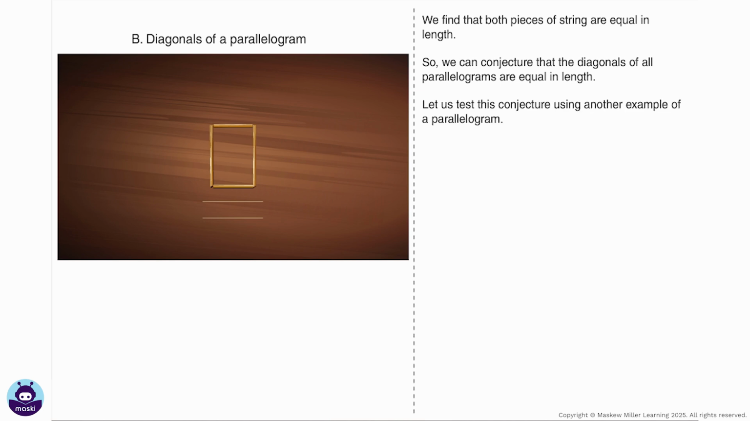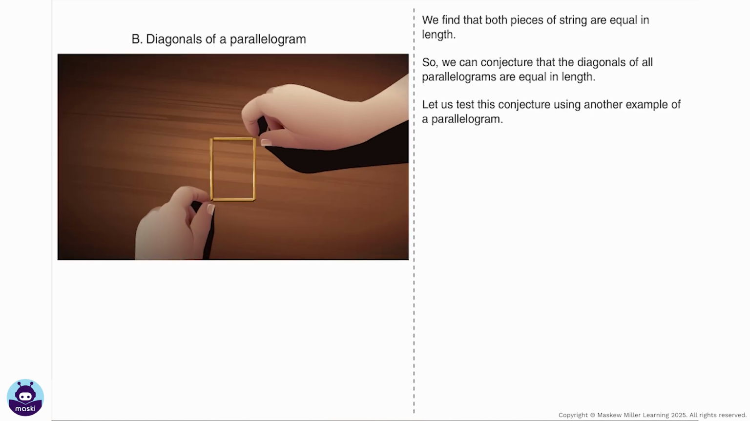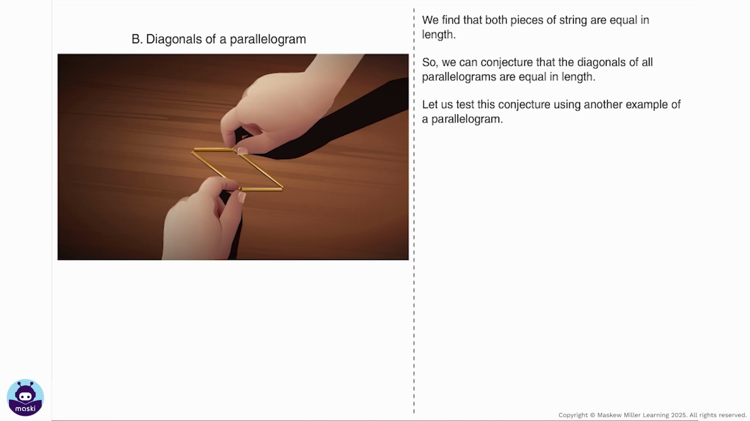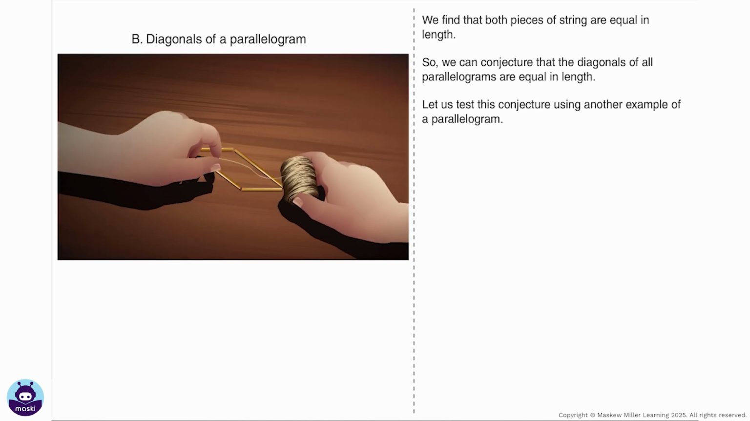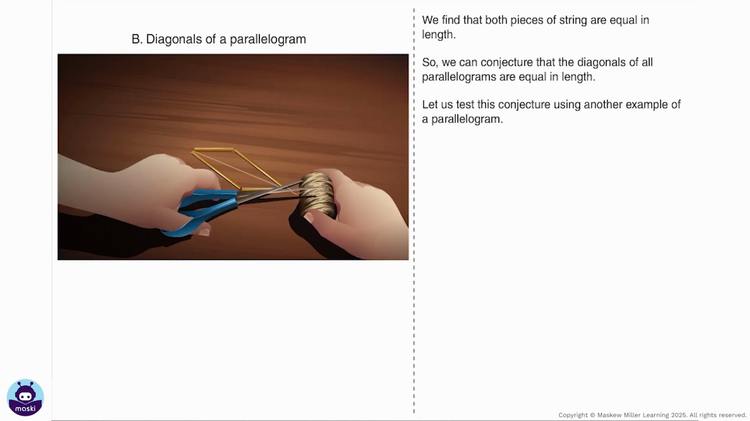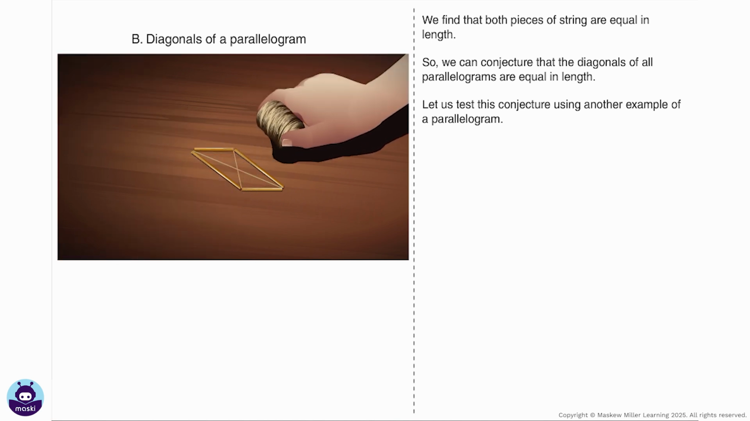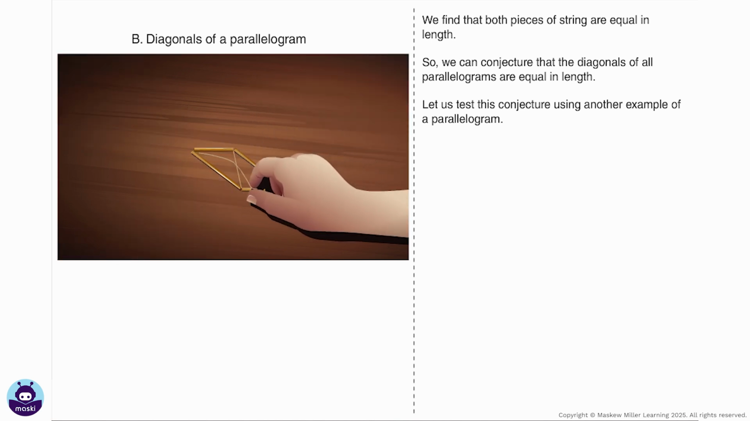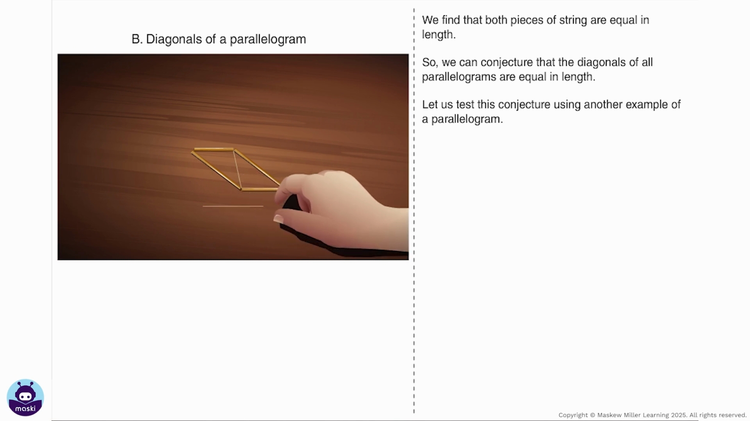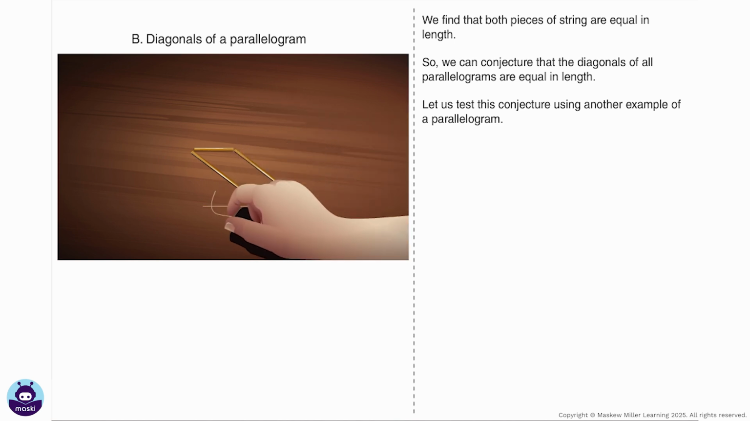Let us test this conjecture using another example of a parallelogram. Let us repeat the steps of cutting out pieces of string to form the 2 diagonals. Now let us place these 2 strings on the table and compare the lengths. Are they also equal? What do we find here? They are not equal. So our conjecture is not correct.